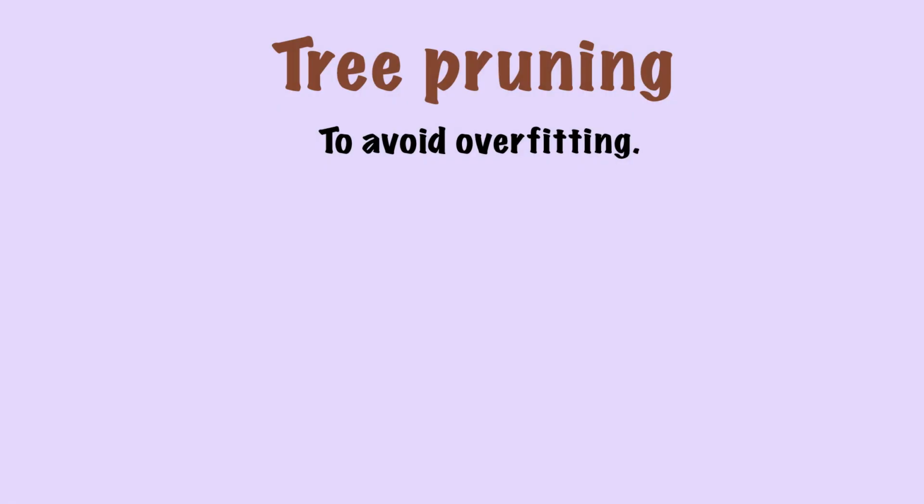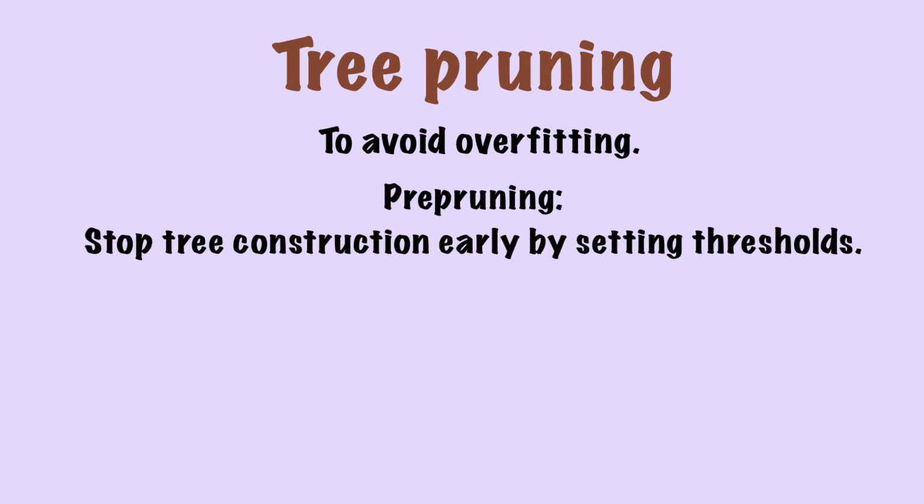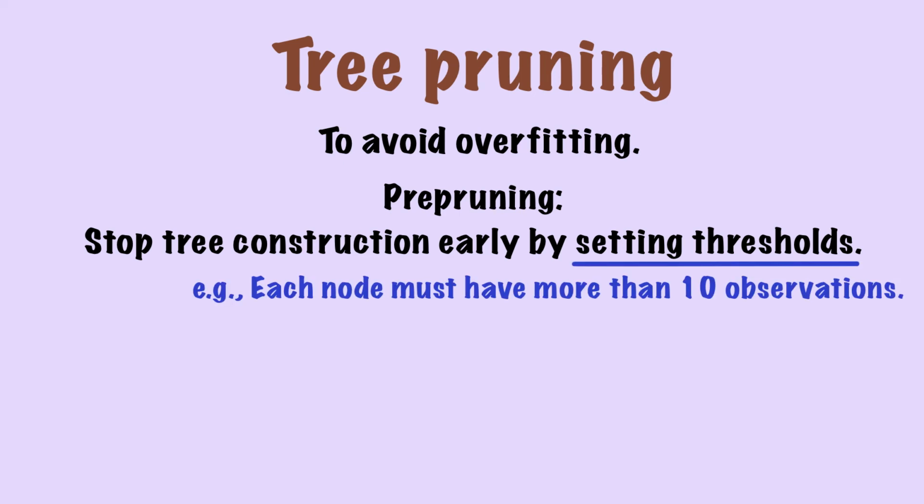The last thing I want to talk about is tree pruning. Tree pruning is a technique used to avoid overfitting or solve the issue of overfitting. There are 2 types of tree pruning. The first one is pre-pruning, which means we prune the tree before it's constructed, and it's accomplished by setting thresholds or limitations. For example, we may set the threshold that each node must have more than 10 observations. So when a node has less than 10 data points, we stop dividing it into smaller subsets.